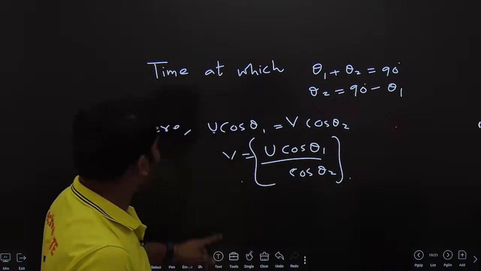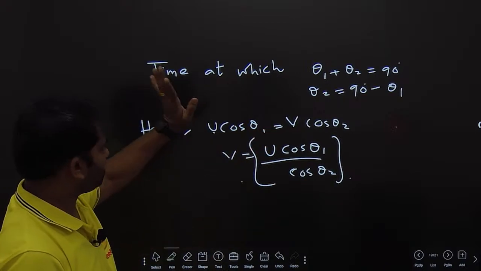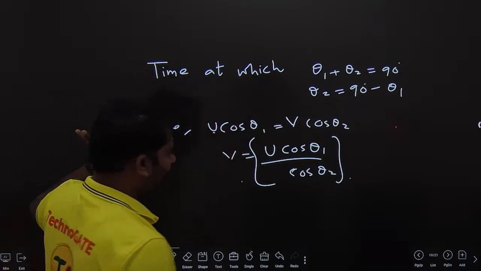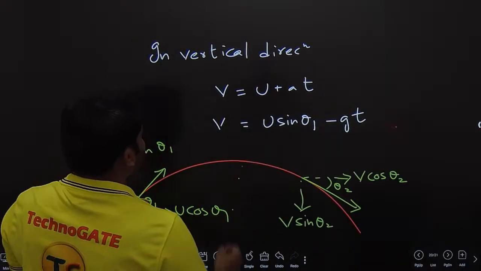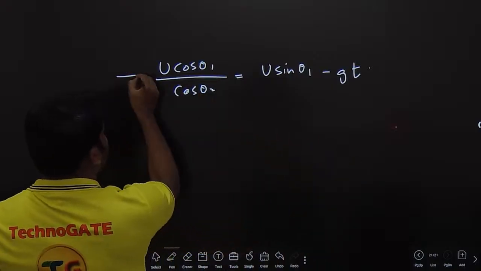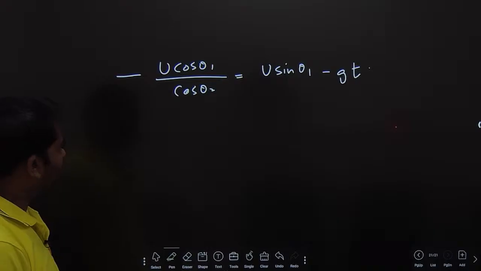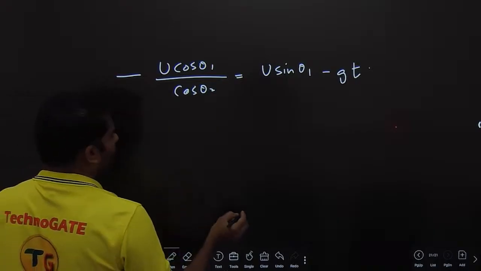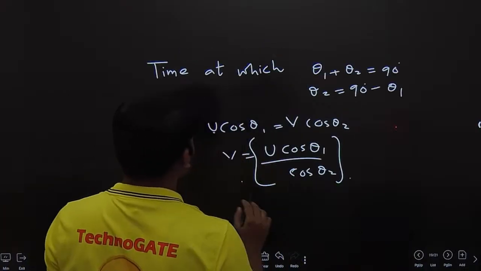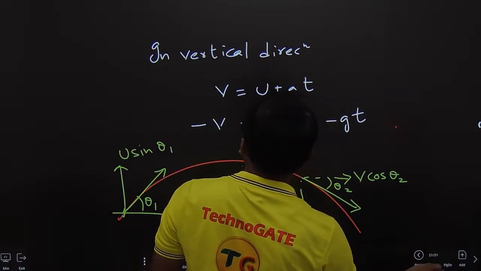But this value of v would be in the downward direction. Theta 1 plus theta 2 is anyway there. Both are there. v is the magnitude with which it is actually going, but this is downward, so we are getting it with a minus sign. So minus of u cos theta 1 by cos theta 2 is equal to u sin theta 1 minus gt, with the theta 1 and theta 2 values. We have theta 1 plus theta 2 is equal to 90, so let me do the calculation in that way.